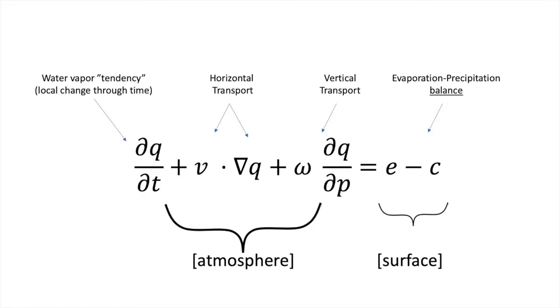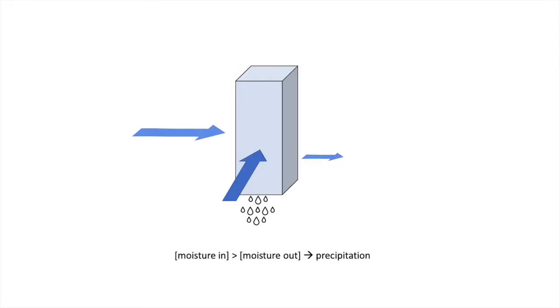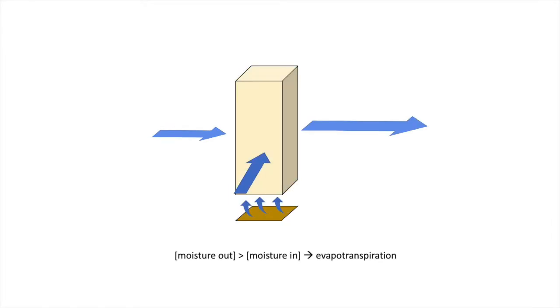Those two are in equilibrium, because we're not destroying water, right? So if it rains out of the sky, it rained because the amount of moisture reaching that location exceeded the capacity of the atmosphere to hold that moisture. And conversely, if there's a net loss of moisture to evapotranspiration, it's because more moisture is being advected away and evaporated than is being returned to that location through the atmosphere.